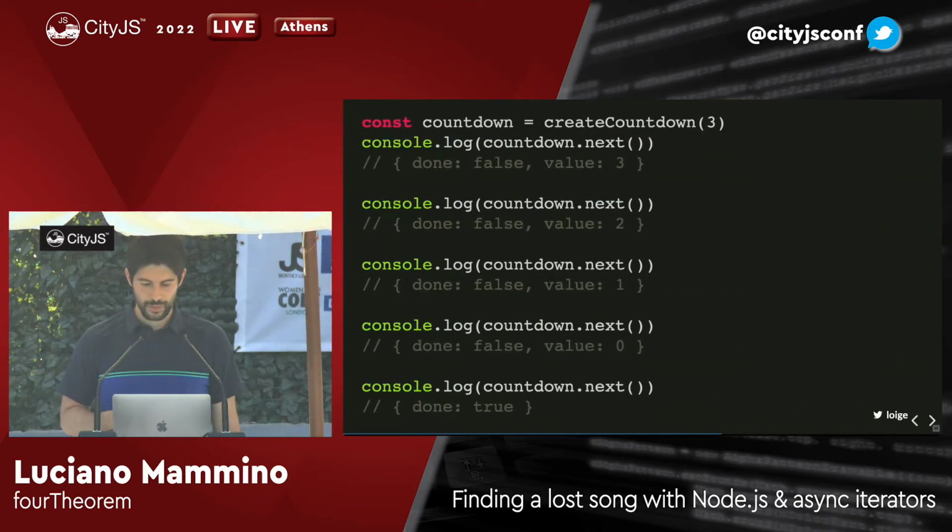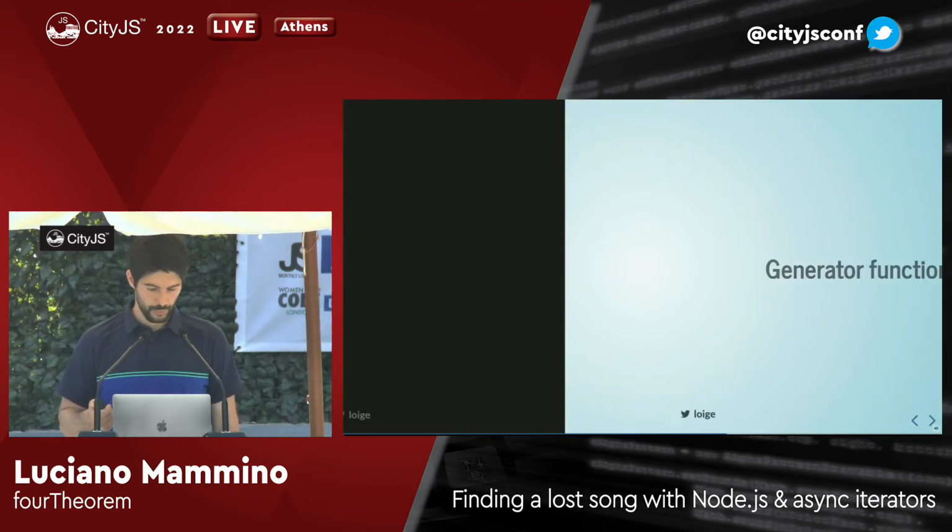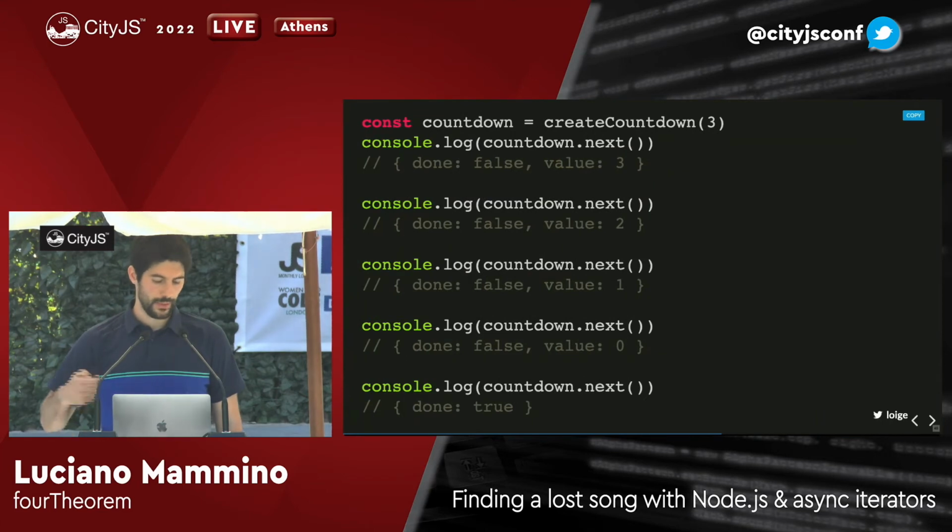And how do we use it? We create the countdown object, and then we can keep calling next, next, next, next. And every time we get value 3, value 2, value 1, value 0, and then done true.